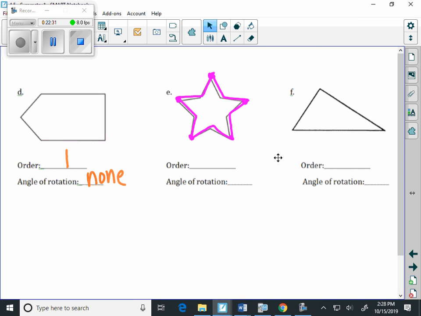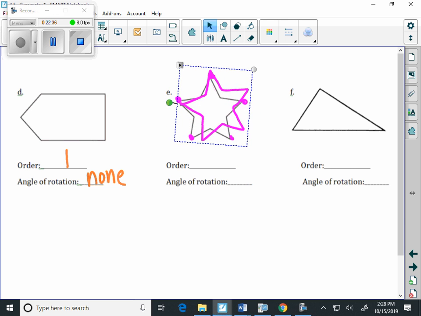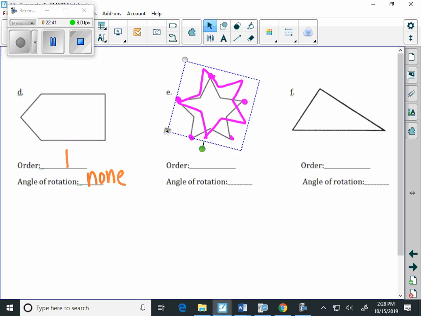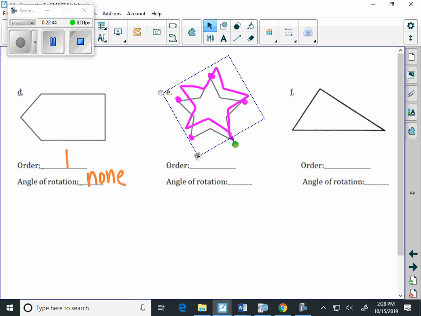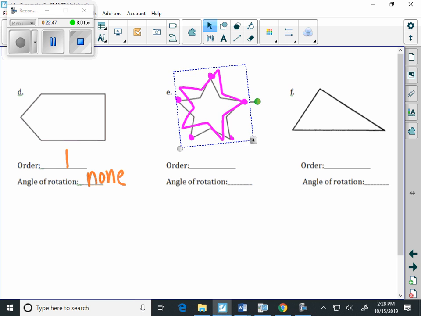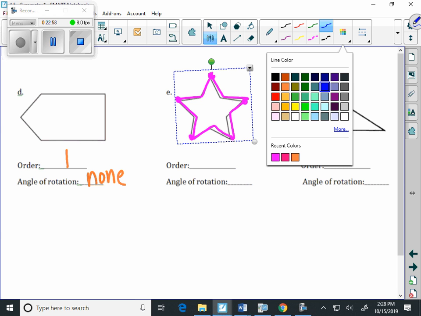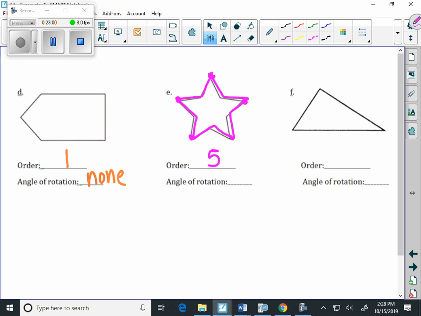And I didn't draw my picture very well, but watch for the rotation here. There's 1. Here's 2. Here's 3. Here's 4. Here's 5. So it goes back to these outward pointing vertices here. The order in this particular problem is 5. And this is 360 divided by 5. Once again is 72.